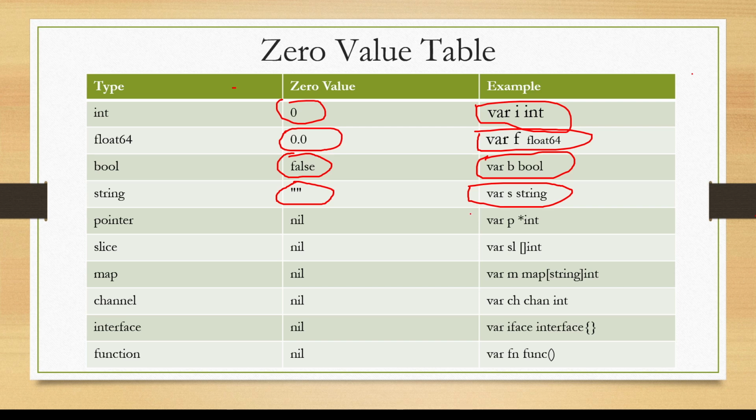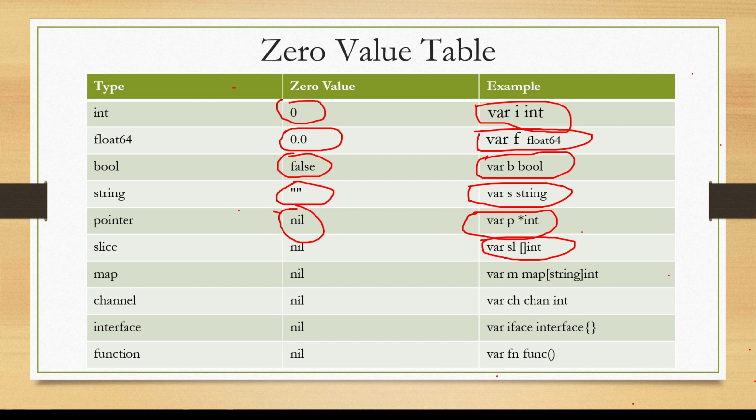Then afterwards, we have p, a *int, which is a pointer to an integer. A pointer holds the address of some variable. It is pointing to nothing yet, so by default the value is nil. Then afterwards, here you can see an empty slice. An empty slice returns nil because we have not assigned it or pointed it anywhere yet.